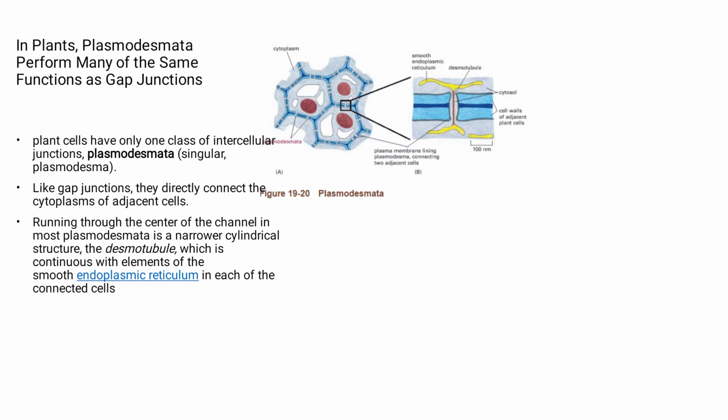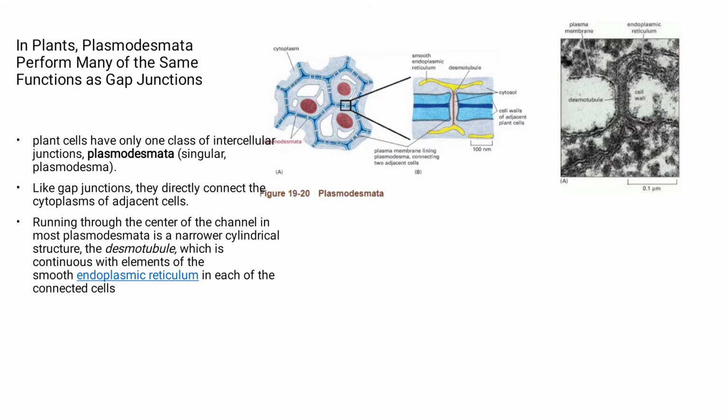In B, each plasmodesmata is lined with plasma membrane that is common to two connected cells. This usually also contains a fine tubular structure, the desmotubule, which is derived from the smooth endoplasmic reticulum. Running through the center of the channel in most plasmodesmata is a narrower cylindrical structure, the desmotubule, which is continuous with the elements of the smooth endoplasmic reticulum in each of the connected cells.